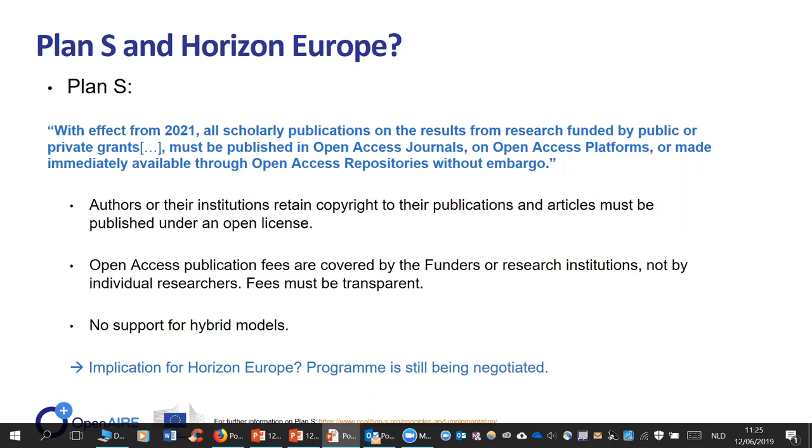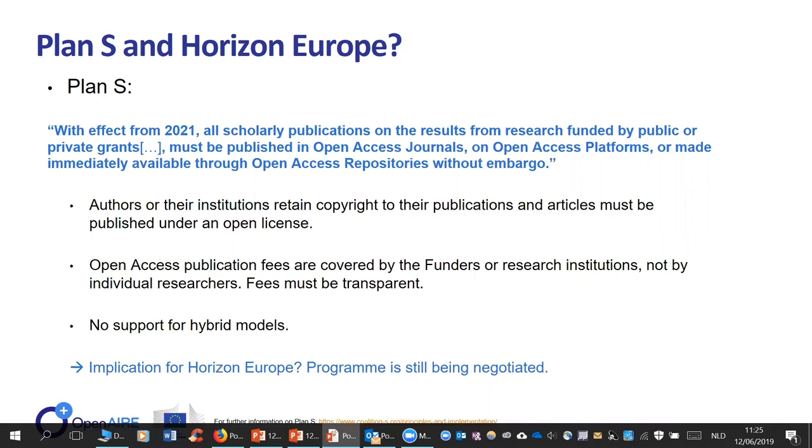So they're like, okay, we have a lot of open access publication now, but it's still not 100%, and why is it not happening? So the idea is that, there was an update two weeks ago of this plan, that by 2021, all publications should be openly available to an open access journal or an open access platform or to an open access repository immediately, so without an embargo.